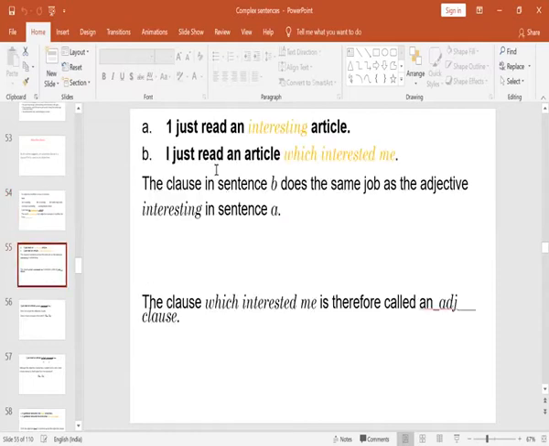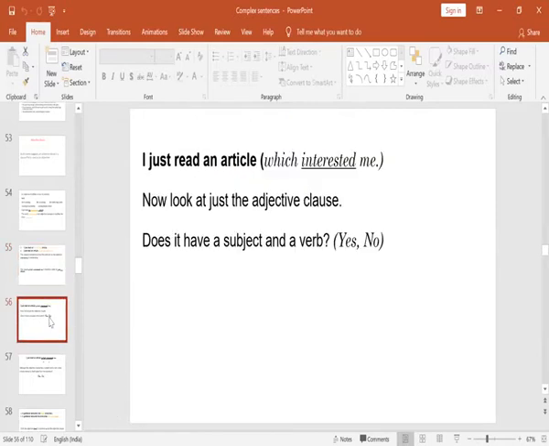I just read an interesting article. I just read an article which interested me. The clause in sentence B does the same job as the adjective interesting. Interesting is here an adjective, but the same idea I have put in the form of a clause. So this is the way we make an adjective clause. We know that. Once again, I just read an article which interested me.